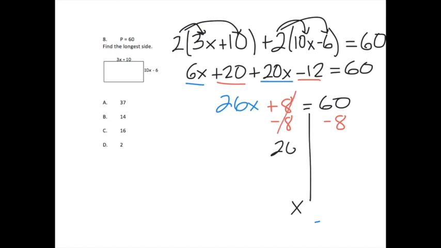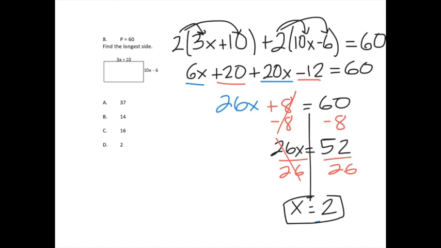I end up with 26x equals 52. And then I just divide by 26, divide by 26. 26 cancel. 52 divided by 26 equals 2. But this is my x value. I remember, we were never asked for x, we were asked for the longest side.